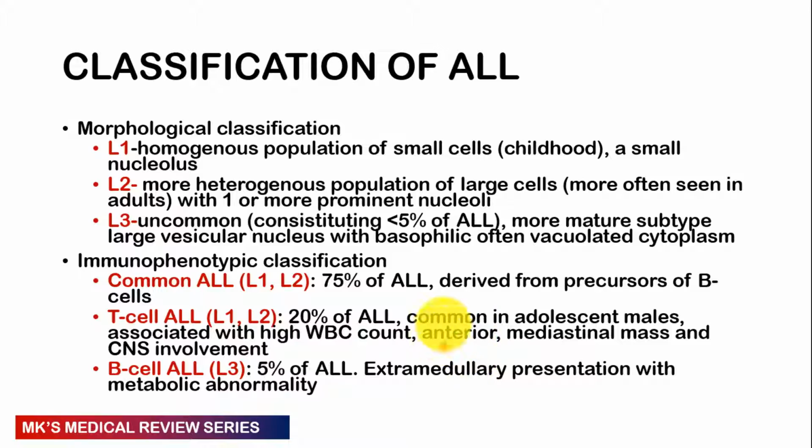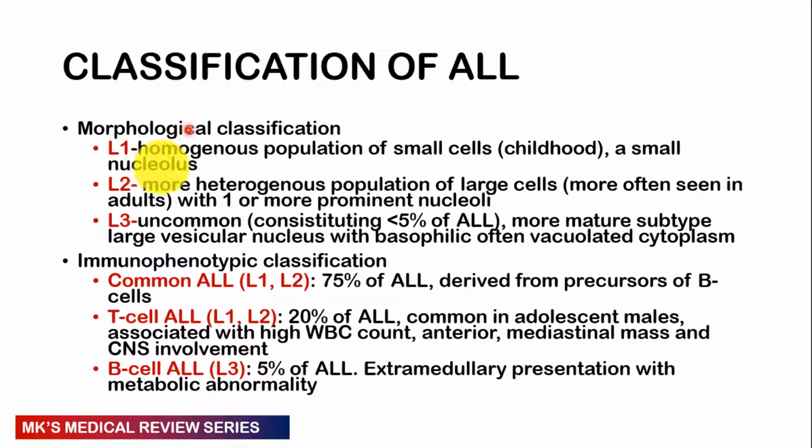Sometimes it results in infiltration of the anterior mediastinum, where you have this anterior mediastinal mass, as well as infiltration of the CNS, where you may get features of CNS involvement, things like headaches, cranial nerve palsies, just to mention a few. Then you have the B cell acute lymphoblastic leukemias, which account for 5% of all acute lymphoblastic leukemias, and this may actually present with extramedullary presentation with metabolic abnormality. So this is the immunophenotypic classification.